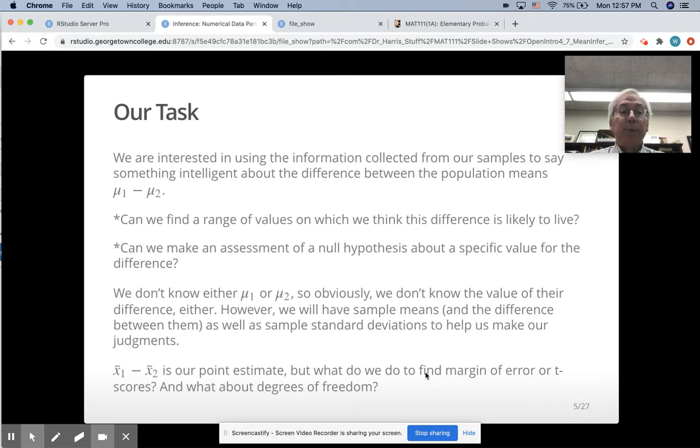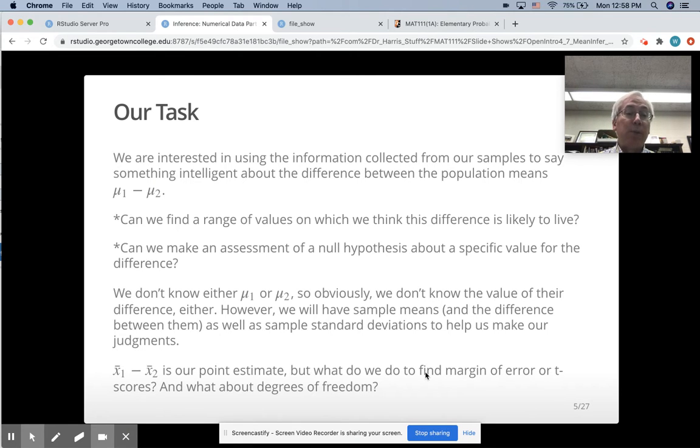So what we're hoping to do is to be able to say interesting, intelligent things about the difference between mu1 and mu2. And so we're looking at mu1 minus mu2. And as I note here, we're going to see about finding a range of values on which we think the value of the population difference is likely to be. That's a confidence interval.